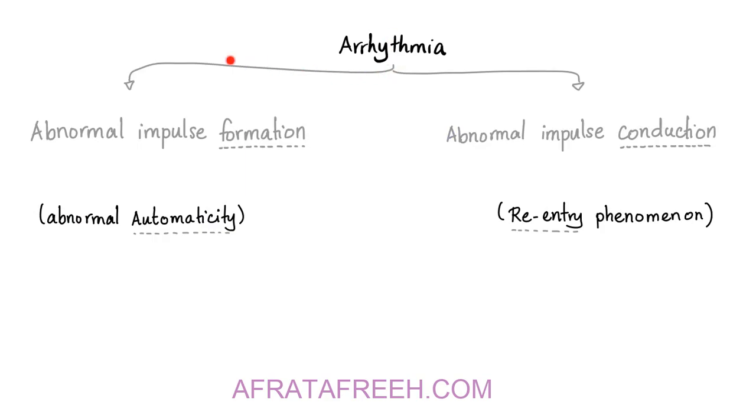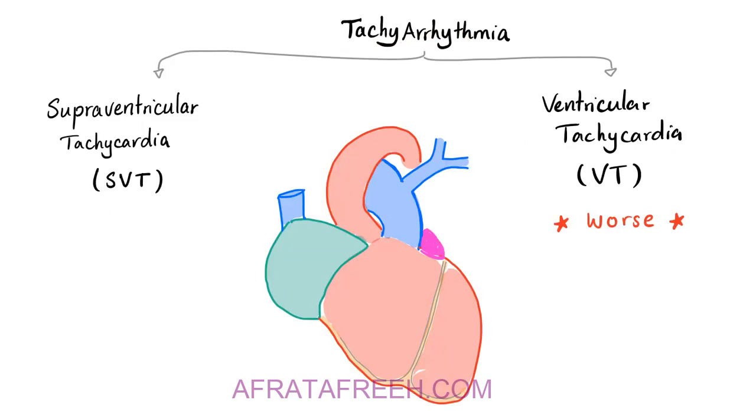We divide arrhythmia into two categories: the abnormal impulse formation or abnormal impulse conduction. If it's due to an abnormal impulse formation, this is a problem in automaticity. If it's an abnormal impulse conduction, we call this a re-entry phenomenon. So we have bradyarrhythmia when the heart is so slow, and tachyarrhythmia when the heart is so fast.